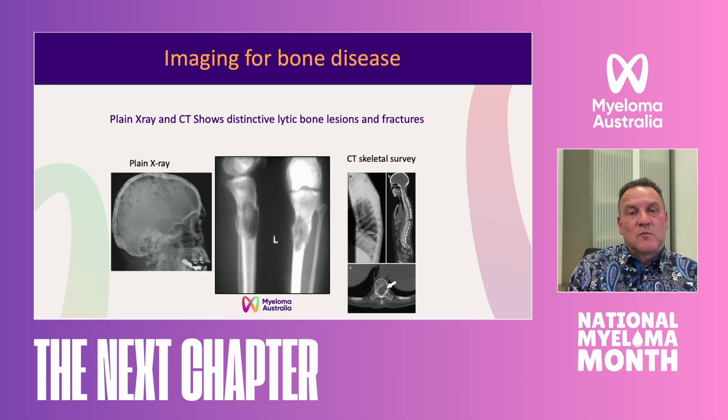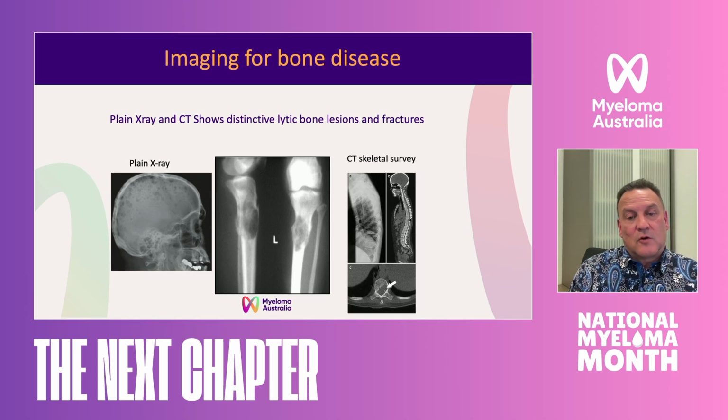When we're looking at the bones in patients with multiple myeloma, we can use a number of different techniques to see if the bones are damaged. Historically, plain x-rays have been the main way in which we've done this. And so here on the left, you can see little dark patches in the skull. This is called a pepper pot skull and is a classic feature of multiple myeloma.